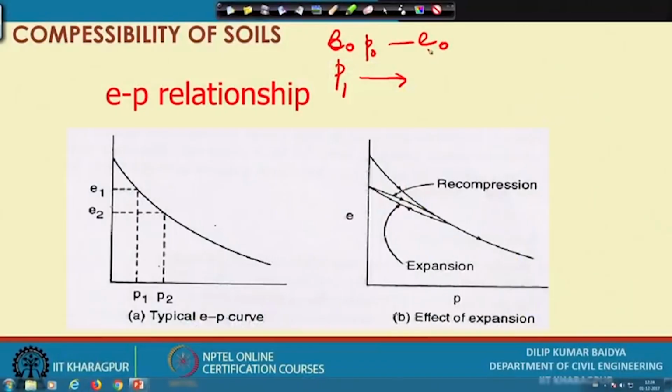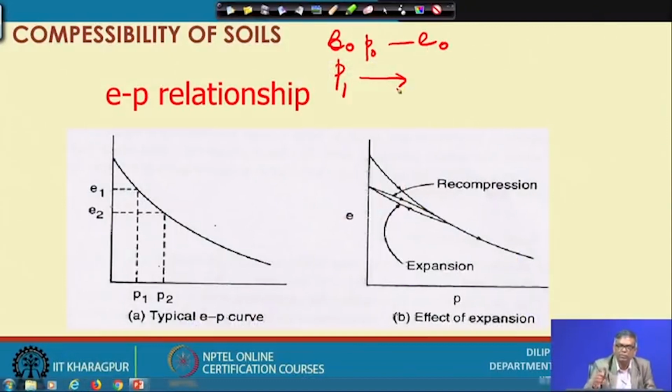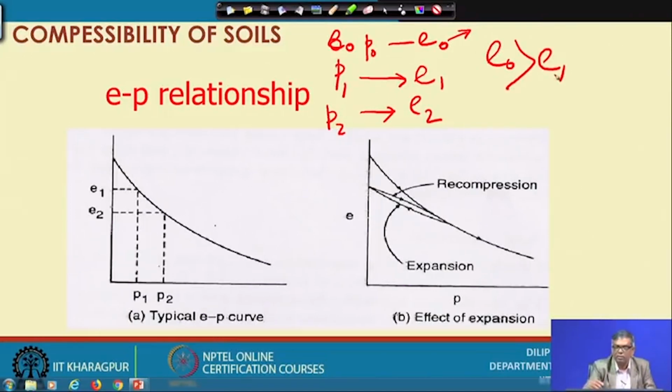that the consolidation is completed. Under that condition, if we estimate the void ratio, suppose this is E1. Similarly, under load P2, and like that, at the end when there is no change of thickness, if I estimate the void ratio, suppose E2. Obviously, whatever void ratio was here initially, E0 will be greater than E1, and again it will also be greater than E2, like that.